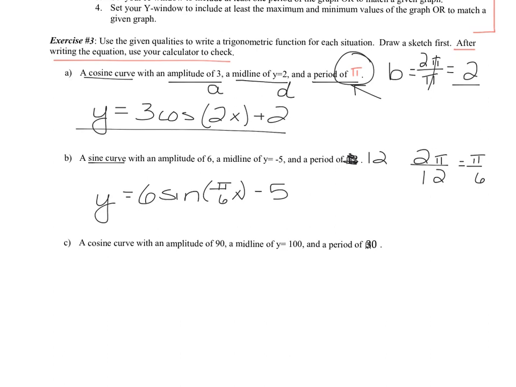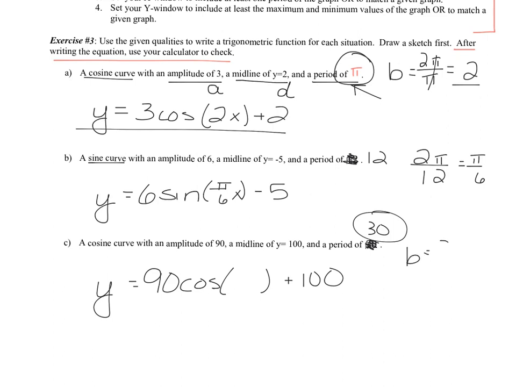Okay. A cosine curve with an amplitude of 90, so we have 90 cosine. A midline of 100, so we're going to add 100 on the end. The period is 30, so to get b, I do 2 pi over 30, which reduces to 2 pi over 15. So there's my equation.